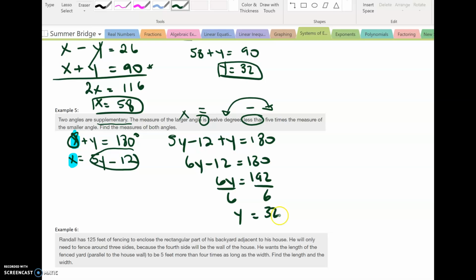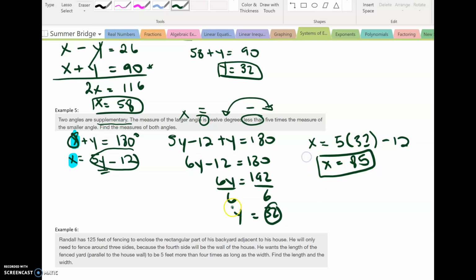Then I'm going to plug 32 into what I know y is. I'm just going to do it over here so it doesn't look super sloppy. So I have x is equal to 5 times 32 minus 12. So x is going to end up equaling 85. So I know what x is, and now I know what y is. And I've already done this, so I have added them together.